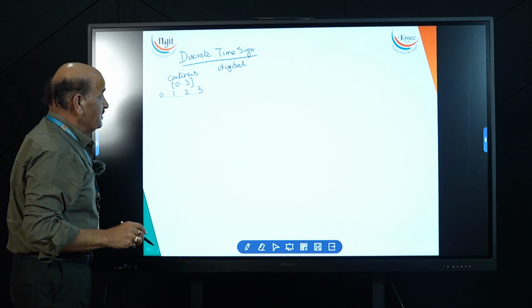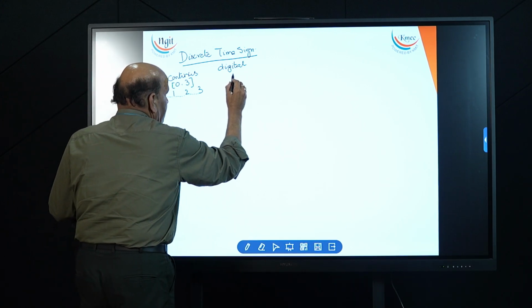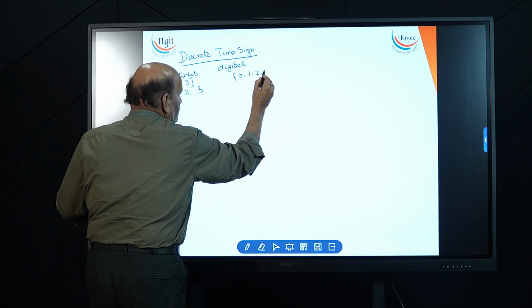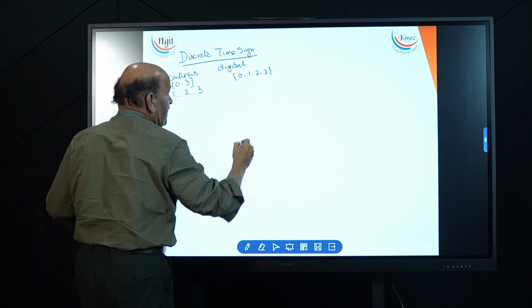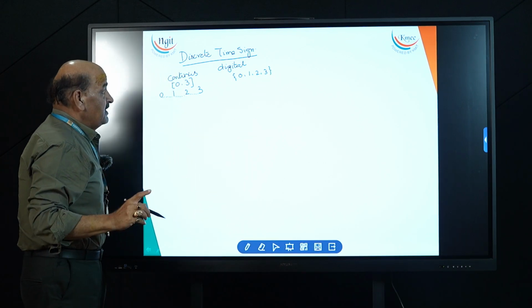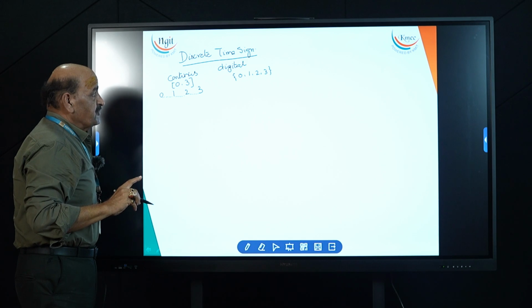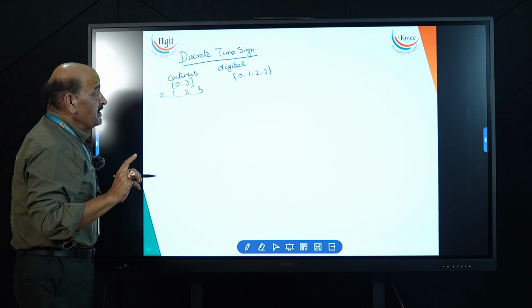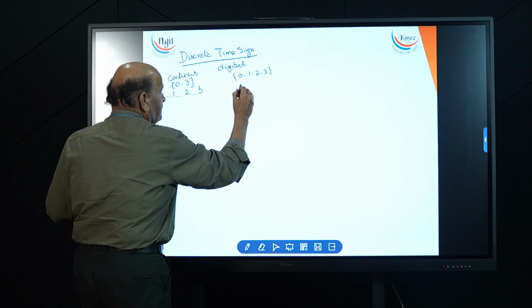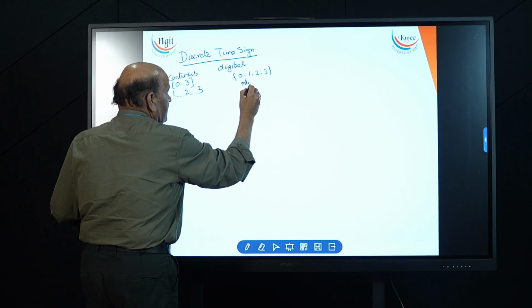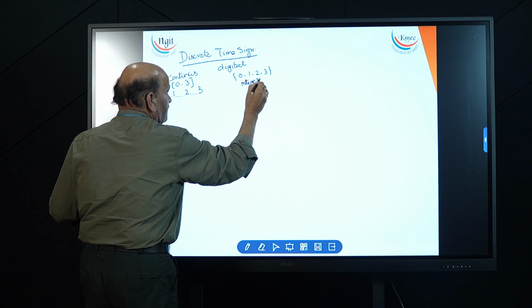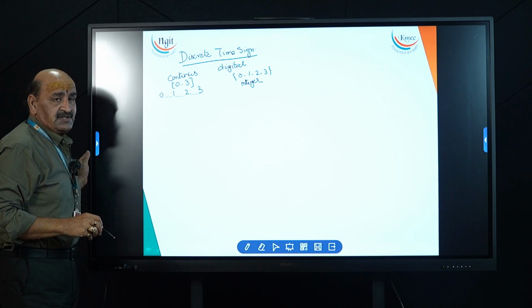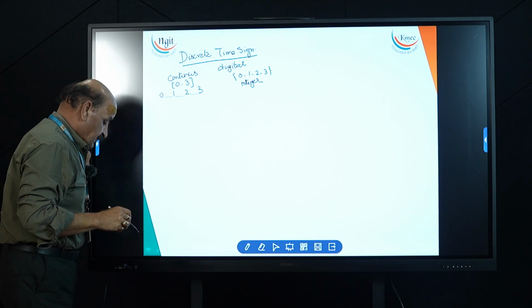That is called continuous. Digital means, in a digital sequence, 0 to 3 means 0, 1, 2, 3. Look at the way of writing the sequence. There are no decimal values between 0 and 1, between 1 and 2, between 2 and 3. It takes only integer values. How to represent? In examinations, they will ask you.